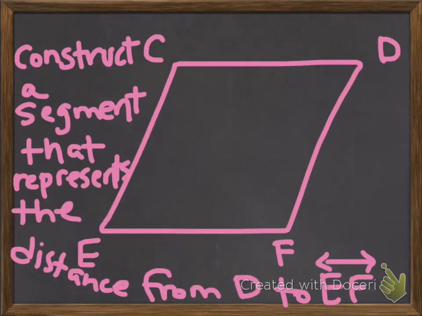Next, we're going to construct a segment that represents the distance from point D to EF. Now, the distance from a point to a line always has to be perpendicular. So, we can't draw a line from D to EF from the actual point like this. Whoops. That would not be a perpendicular line. So we need to think about what would be a perpendicular line from D to F. That would have to be just straight down, and it would make a right angle. So this would be my line that I drew right here.